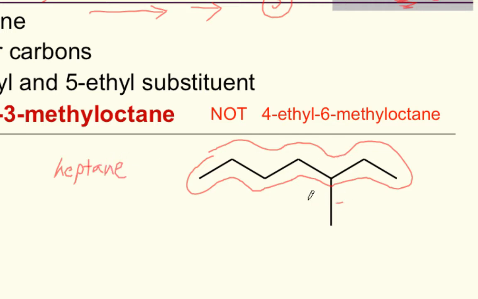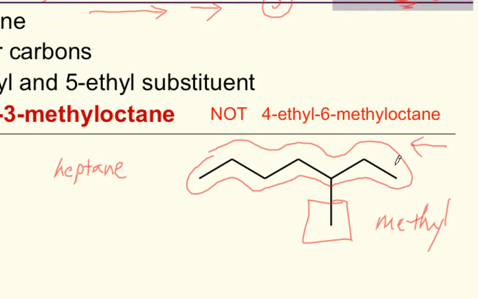And then I have a branch here coming off. It's only a single carbon because it's only a single line. So that would be a methyl group. And let's figure out where that's coming off. You can see on this line structure, you can already tell that the lowest direction would be going from right to left. So let's number the carbons.